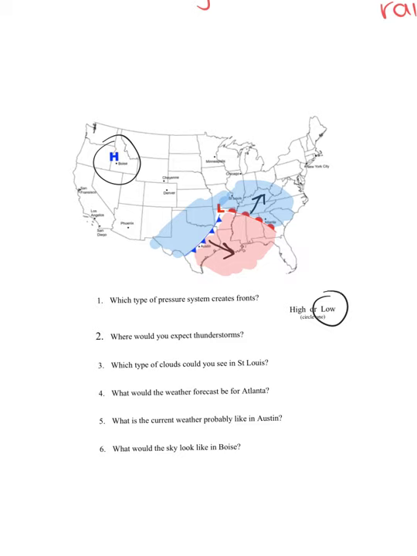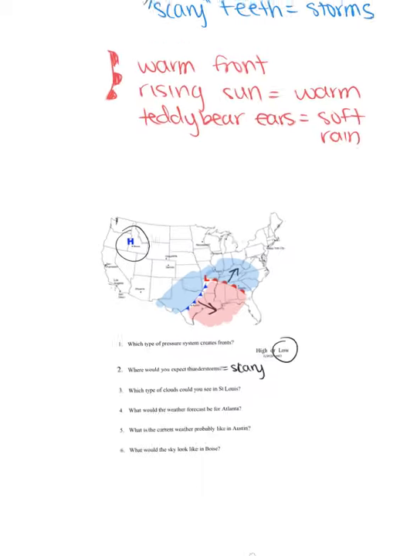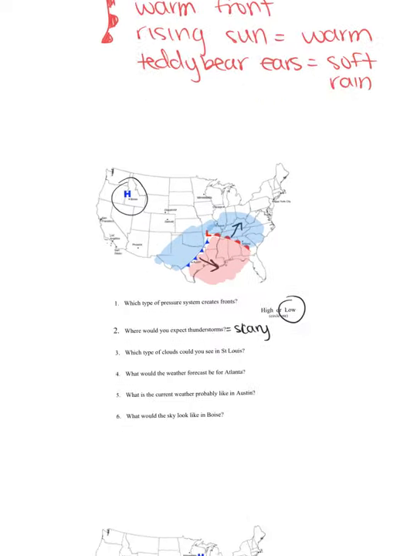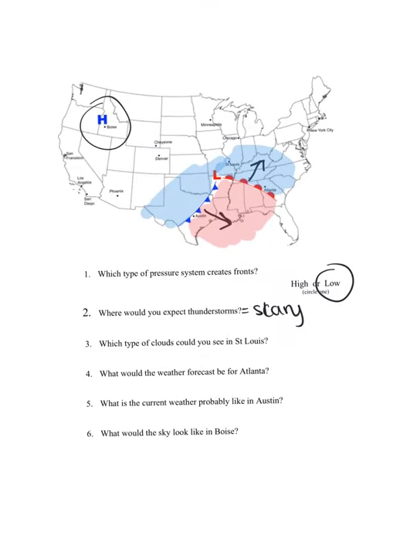So number 2, where would you expect thunderstorms? Remember, thunderstorms, my reminder for these is that these are scary storms. So if I go back to my memory triggers, the scary monster teeth went with the storms. So I would expect to see thunderstorms near the cold front. And if I look along this cold front right here, what is the city that's along there? We can see that Austin is there. So Austin's probably having thunderstorms.